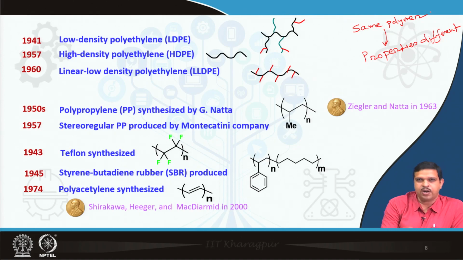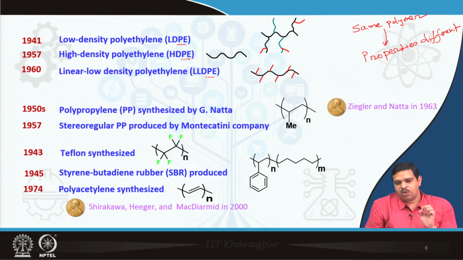So, here you will see what I am trying to tell, the same polymer. Here you will see all are in the ethylene category, the polyethylene category. That is the low density polyethylene, high density polyethylene, linear low density polyethylene, all are basically polyethylene polymer, but we have done some engineering of the polymer. Why have we done this? To tune its properties for different applications.